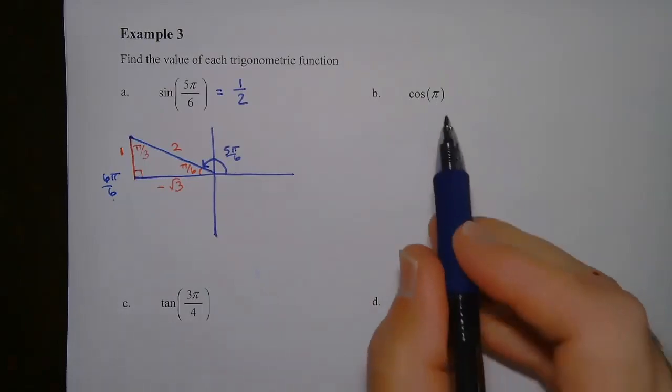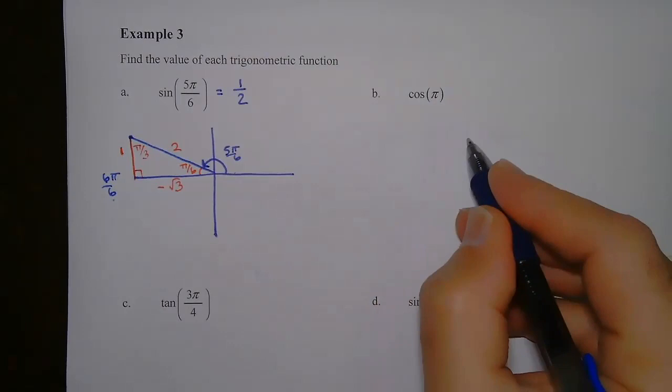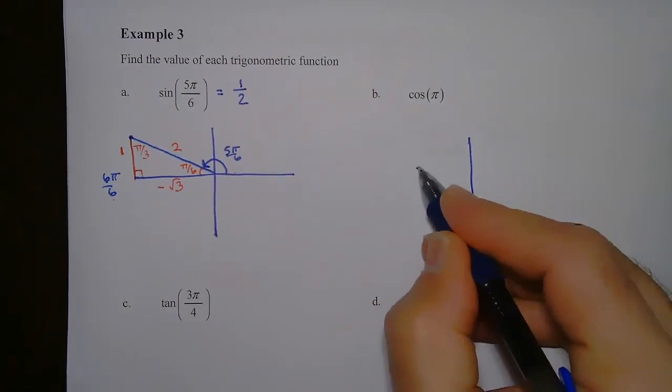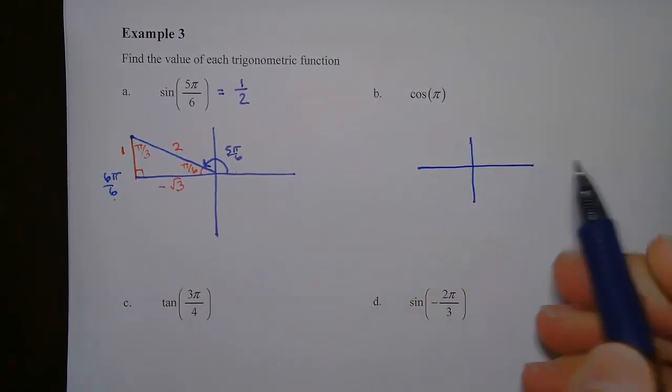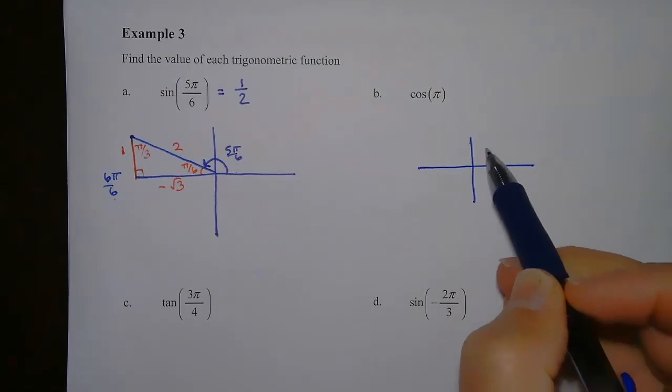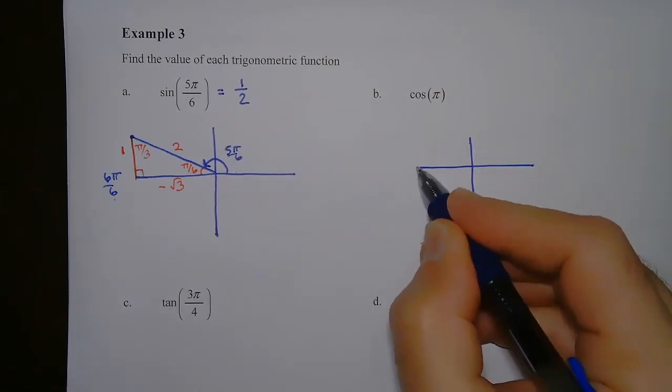Okay, cosine of angle pi. All right, so angle pi, I'm going to rotate to an angle of pi. That'd put me right here.